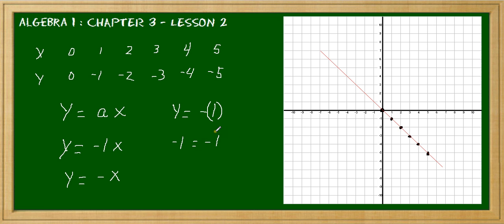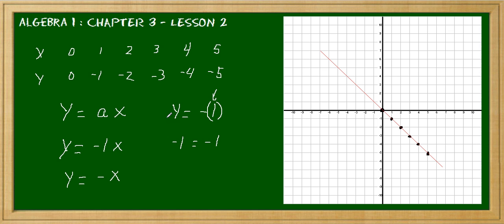Now, remember, this is the x value inside of the parentheses, not the negative. We're taking the opposite or the negative of the x value. The negative or the opposite of positive 1 is negative 1. So that's what you would do. So that would be our formula.